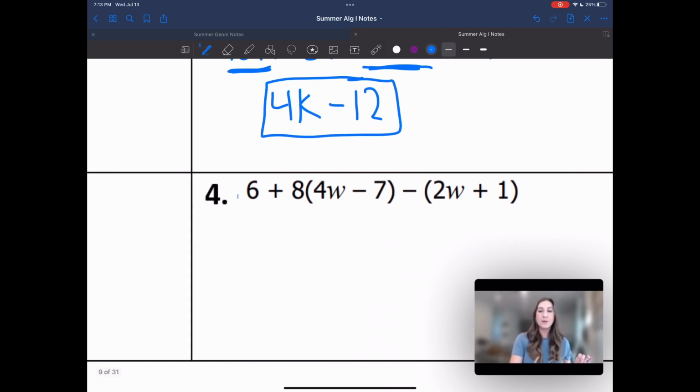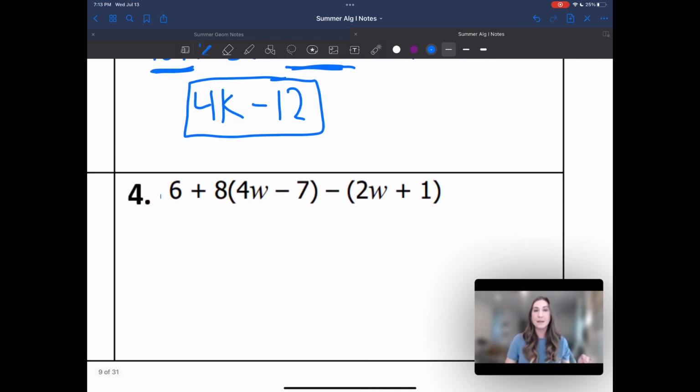Okay, last problem. Here we go. It looks a little crazy, but I think we can do it. Okay, let's bring down our 6. And then we know we're going to have to distribute this 8 to everything first. So let's go ahead and do, and it's positive 8, so that's good.